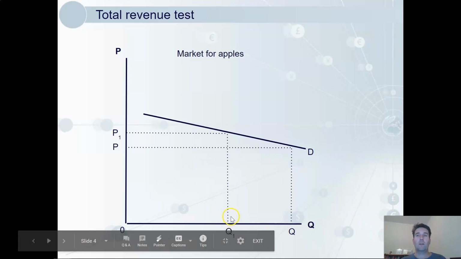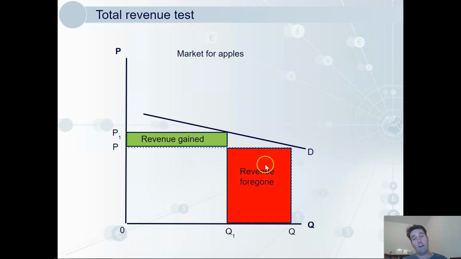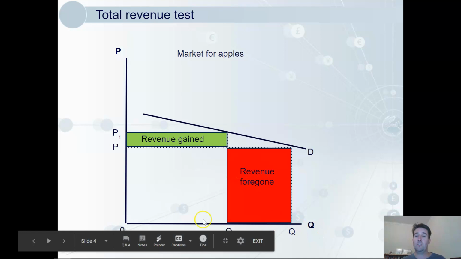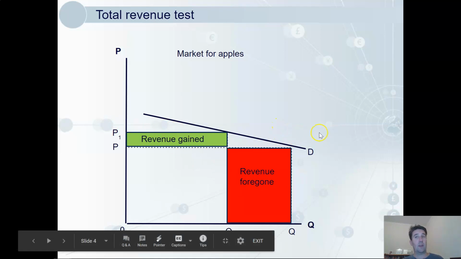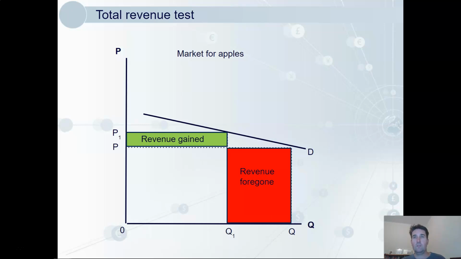What we can see here is that the green rectangle shows us the new revenue due to the high price. And this red rectangle is revenue that used to be earned but no longer is, as the quantity has reduced from Q to Q1. At a glance there, we can see that the total revenue has fallen when price has increased because the revenue foregone is so much bigger than the revenue gained there. Anytime you want to know if revenue will increase or decrease due to the change in price, just sketch out a demand curve and see what happens. You just have to know whether demand is elastic or inelastic.